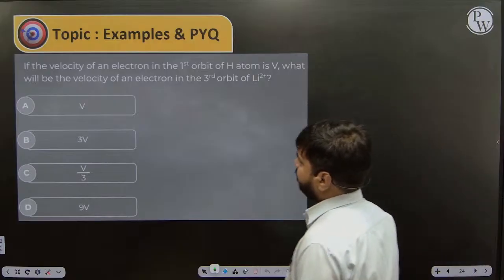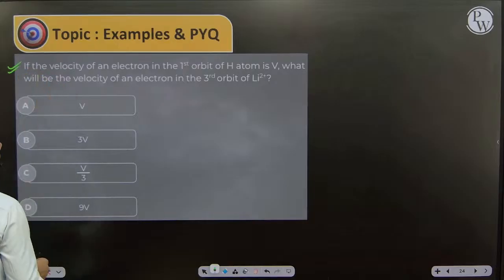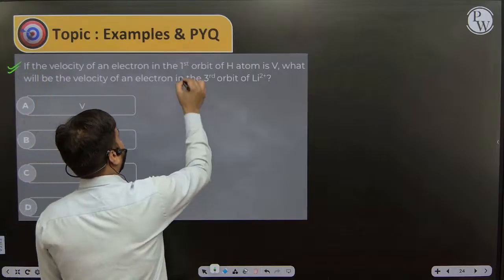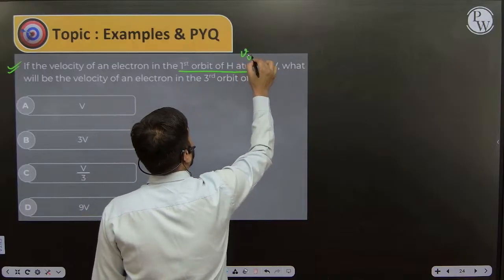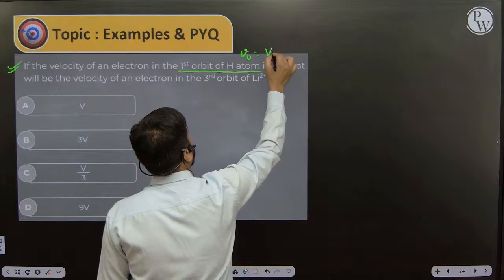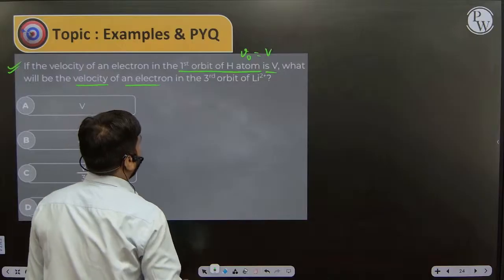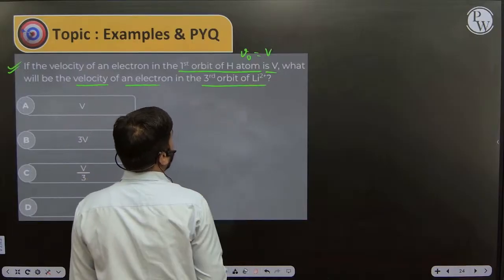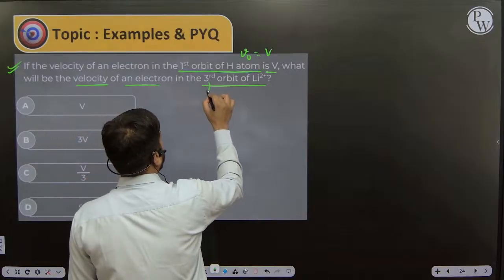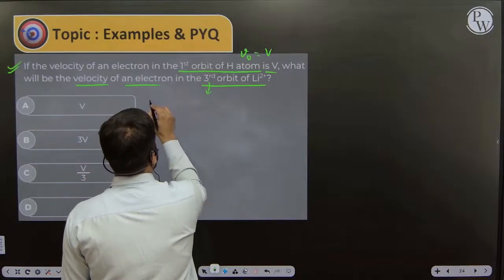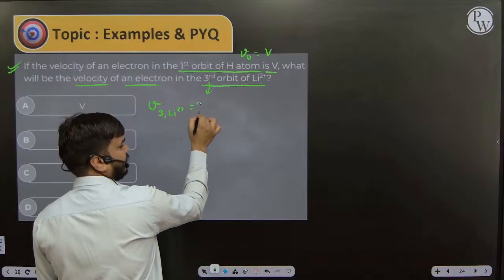Okay, so I hope you have read this question. The question is saying, if the velocity of electron in first orbit of hydrogen is V, what will be the velocity of electron in third orbit of lithium plus 2? They are asking the velocity in third orbit of lithium plus 2.